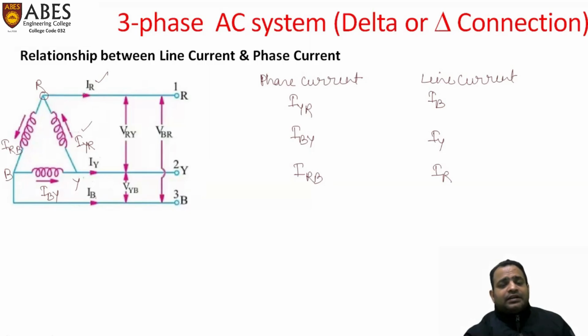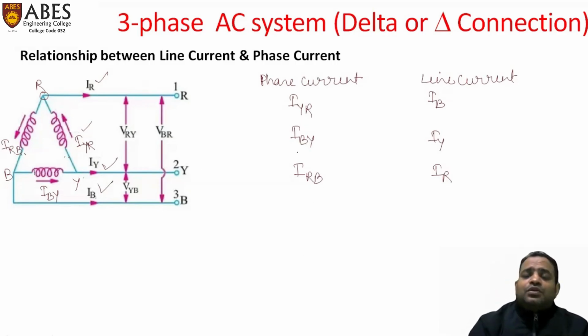So the current IR is the summation of two currents. Similarly, this IY current is the summation of these two currents. And similarly, IB current is the summation of these two phase currents. So one line current is the summation of two phase currents, so it is never equal. One line current can never be equal to a phase current.